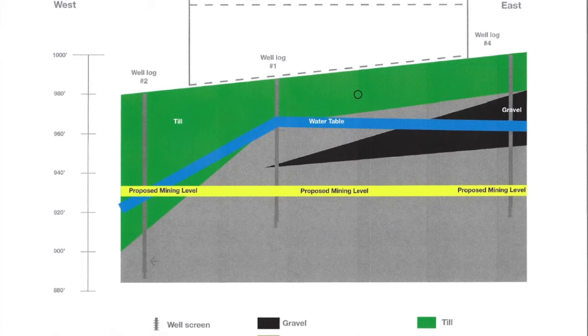What this causes is, if you were to puncture this or go through that upper confining till layer, it's like opening a can of pop. You would have water pushing out through it.